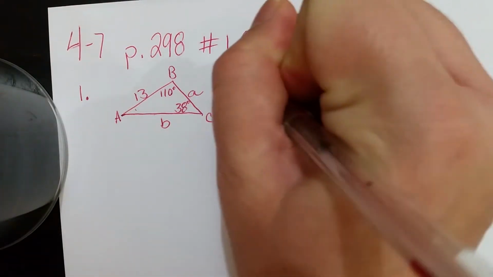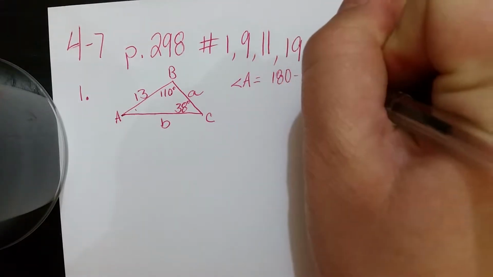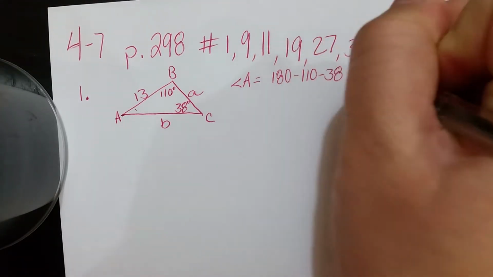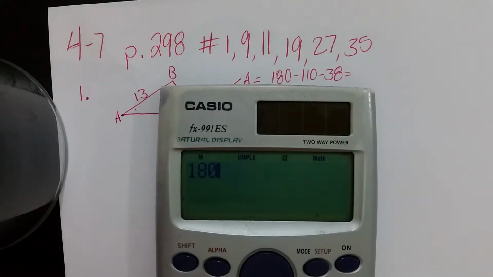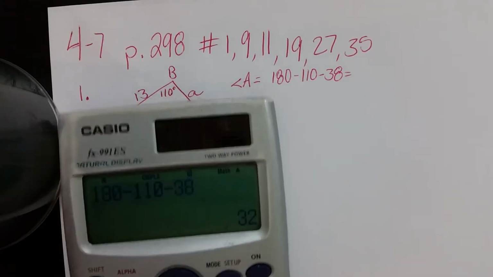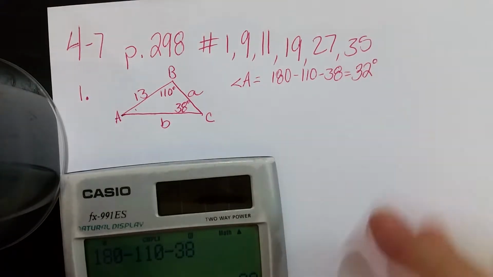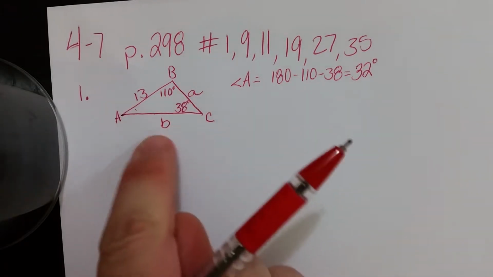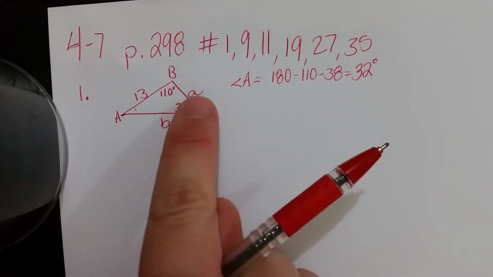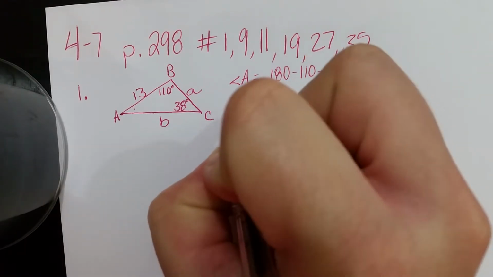Angle A equals 180 minus 110 minus 38. So 32 degrees. And from there, I'm trying to find the sides A and B. So I'm going to go ahead and start with side A. And I'm going to use the sine rule to solve for it.